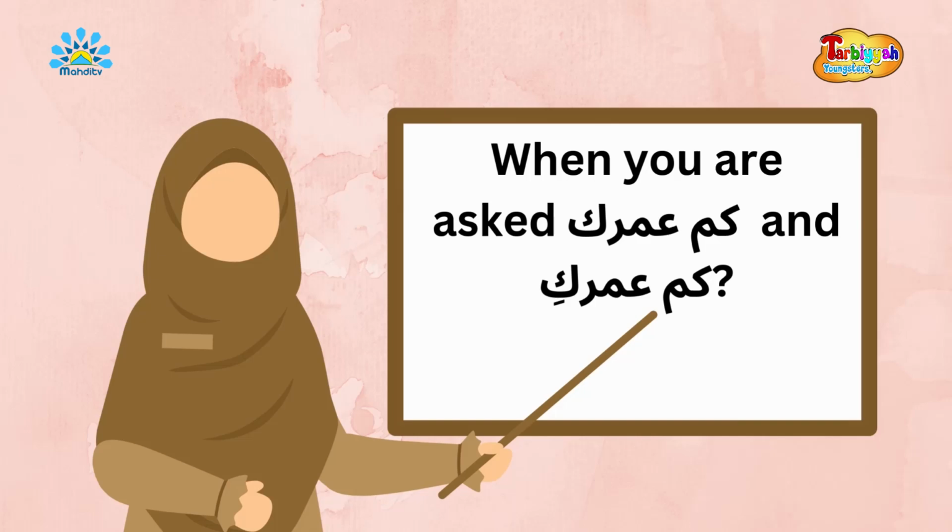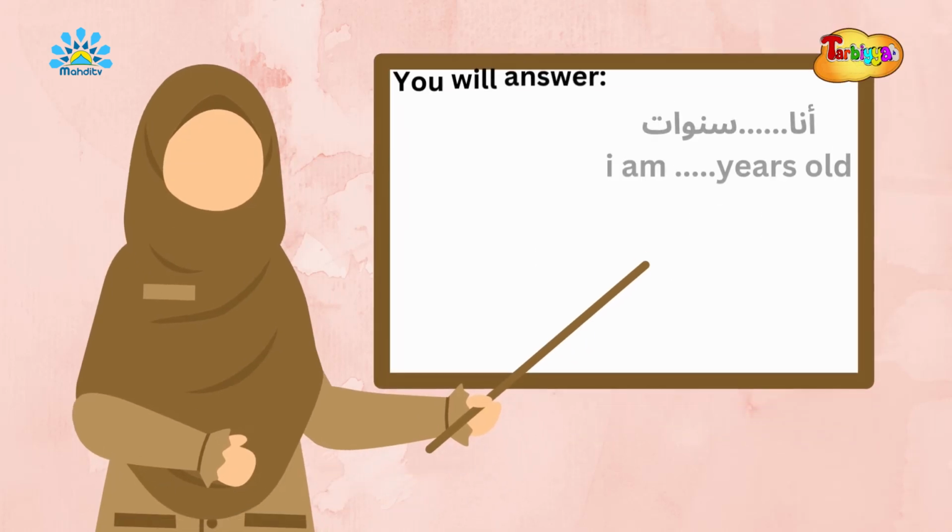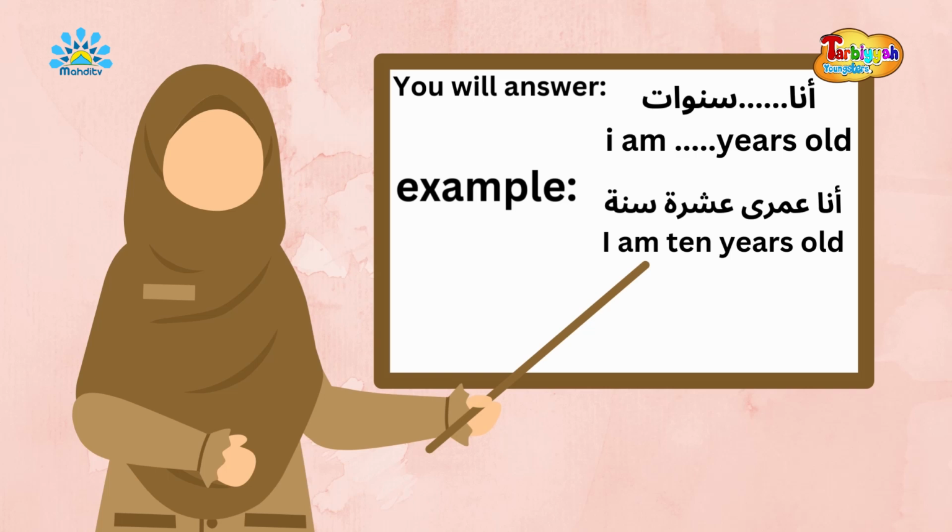And when you are asked Kam umruka or Kam umruki, you are going to answer Ana dash sanawat. I am dash years old. For example, you are 10 years old. You will say Ana ashara sanawat. I am 10 years old.